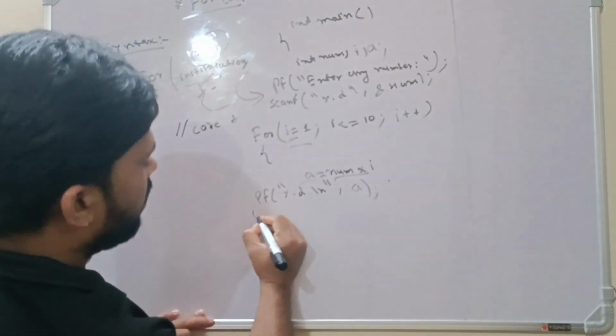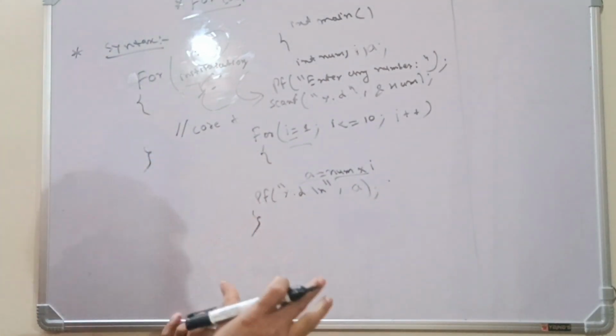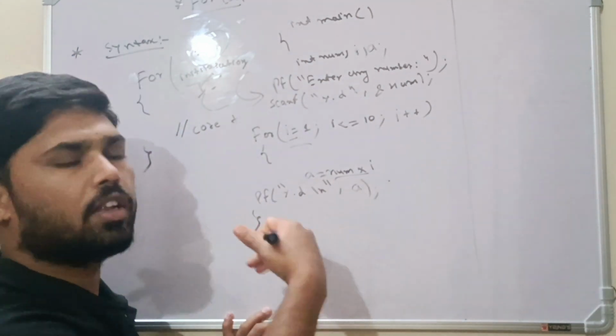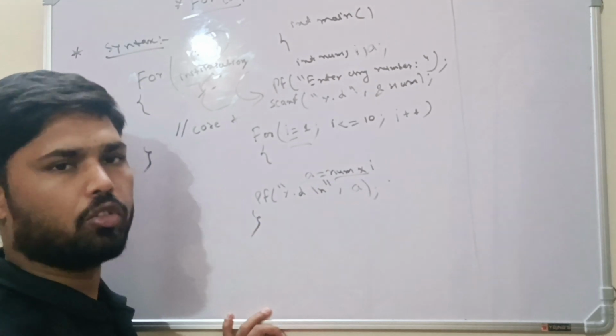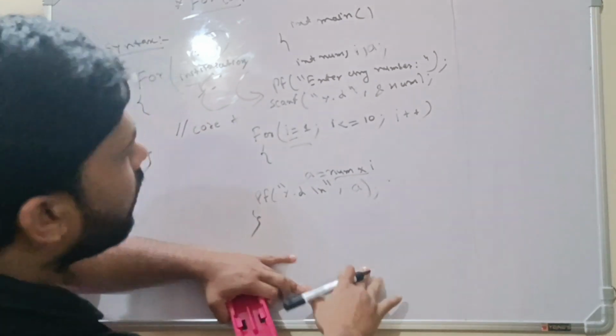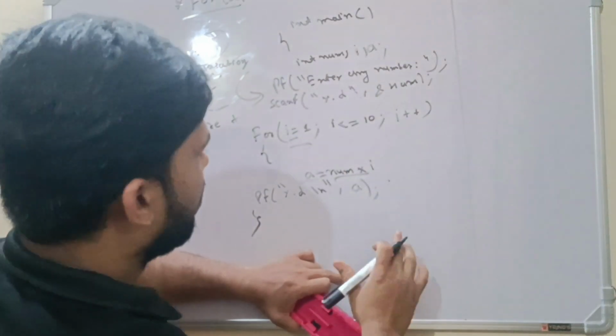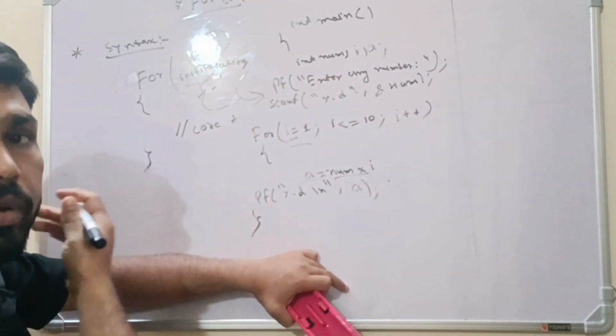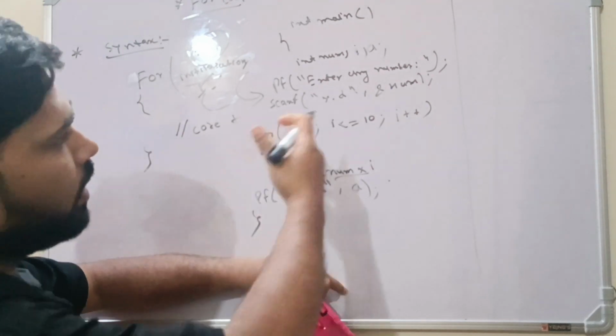So close the bracket. This is a simple program, but we have to understand the concept. If you understand it, then you can play with it as you wish. This is a simple program, so we will execute it and understand how it works, how the output will come, and how the compiler will take it.